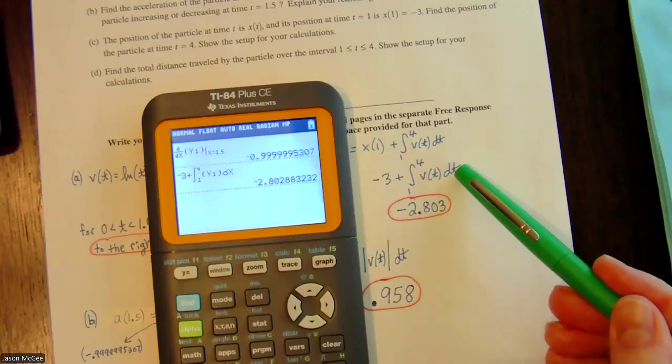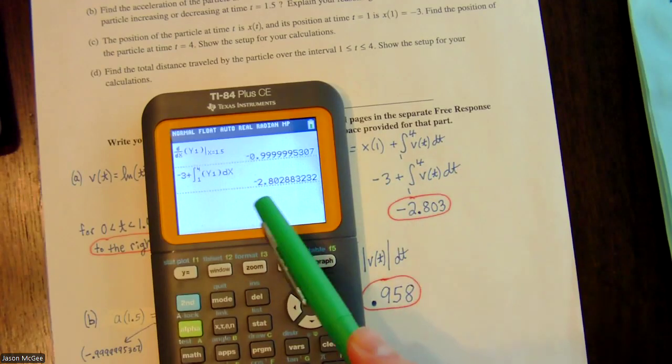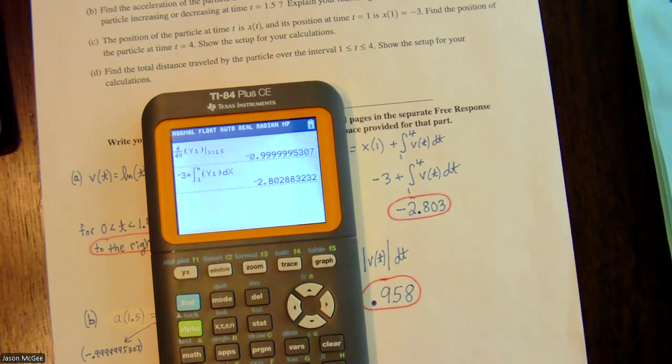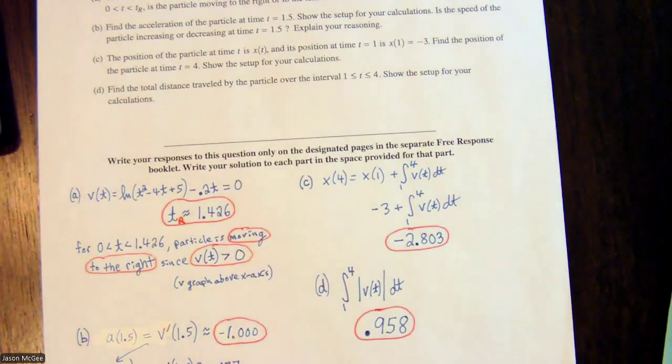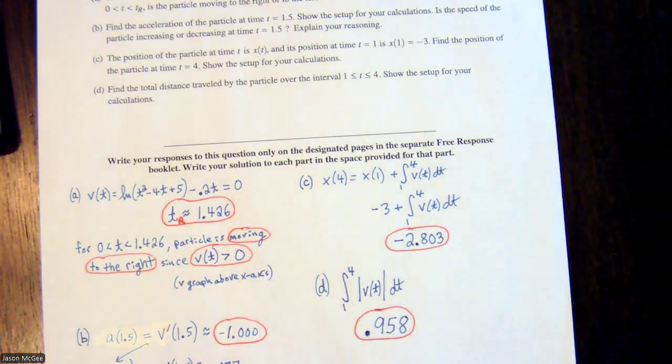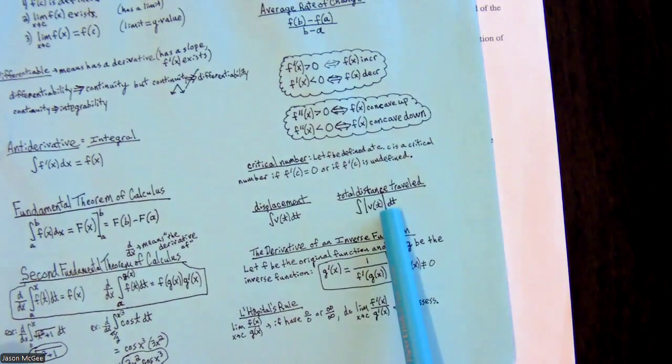So they're going to want to see the setup always. So show the setup. We got that down. And then that's how I'm getting that negative 2.803 number right there. So letter C is done. And then the last part, it says total distance traveled. So in your blue packets there, your displacement, there's your total distance traveled.